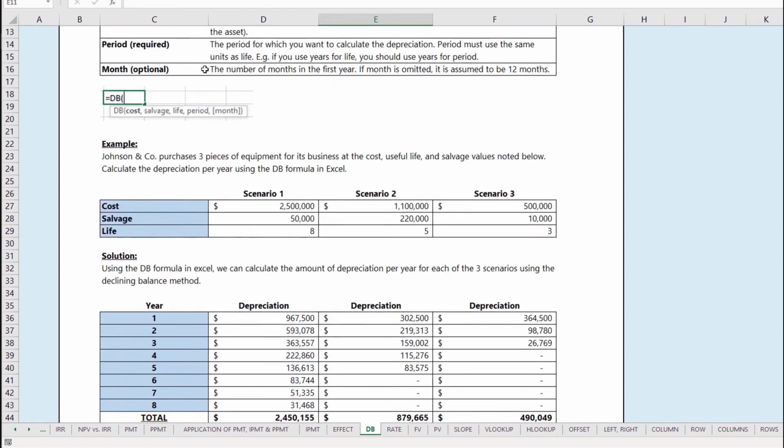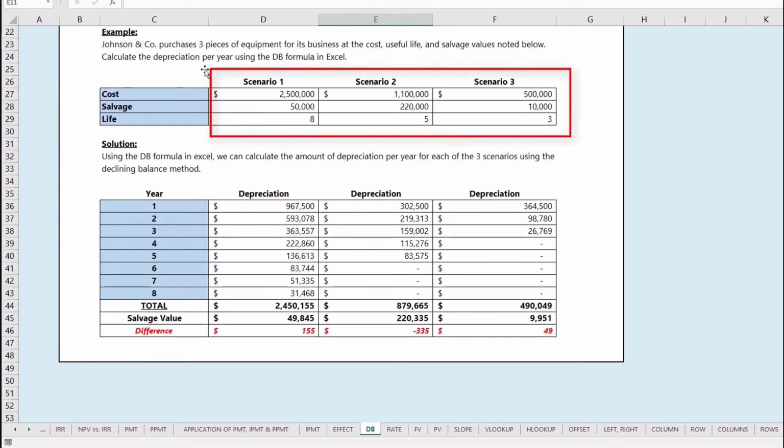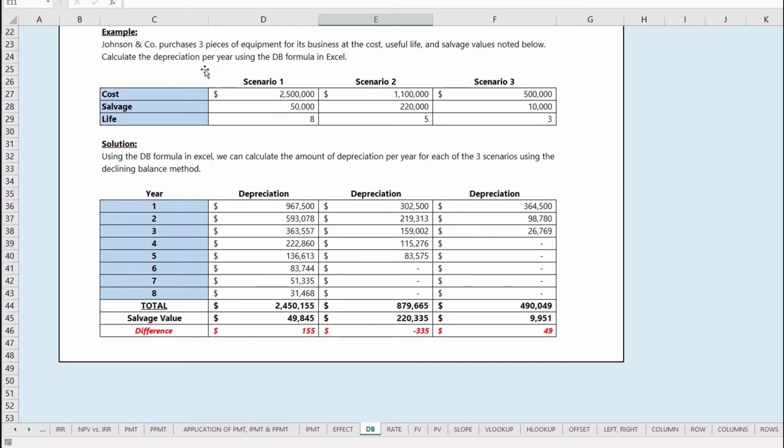So we've got 3 scenarios here. In the first scenario, the cost is $2.5 million, the salvage value is $50,000, and the useful life is 8 years. In the second scenario, the cost is $1.1 million, salvage value is $220K, and the life is 5 years. In the third example, the cost is $500K, salvage value is $10K, and the life is 3 years. So using the depreciation formula in Excel, we can calculate the amount of depreciation per year for each of these 3 scenarios using the declining balance depreciation formula.